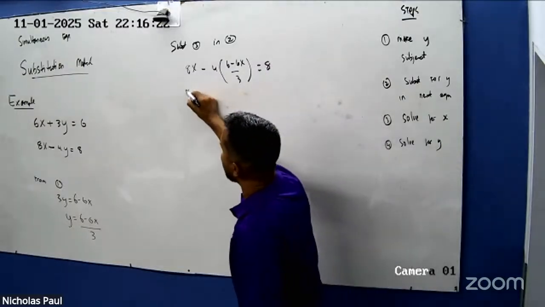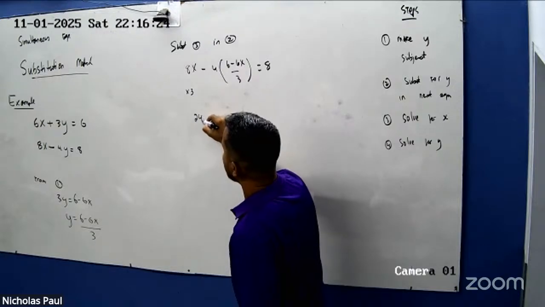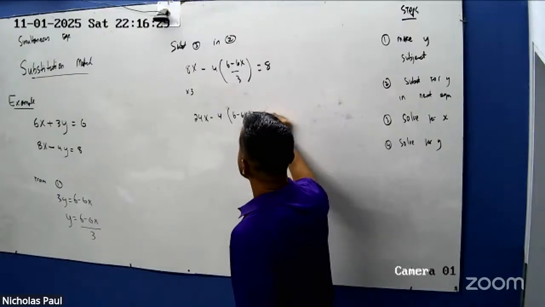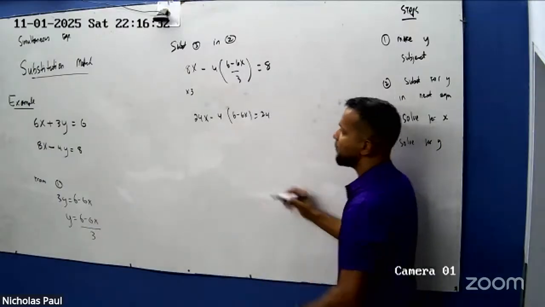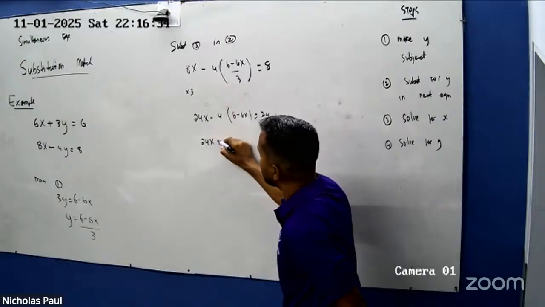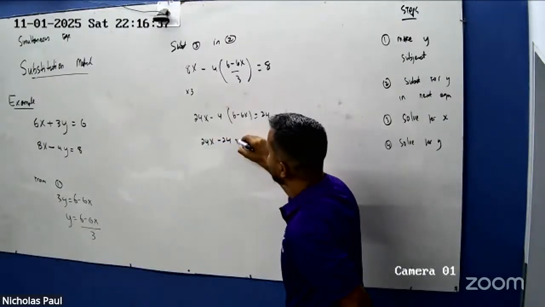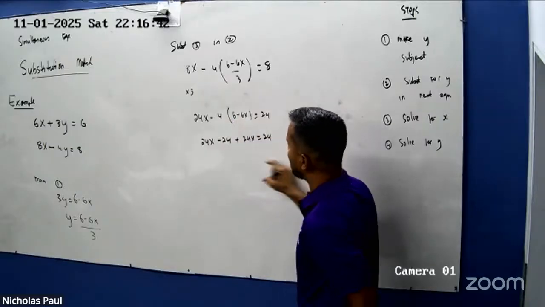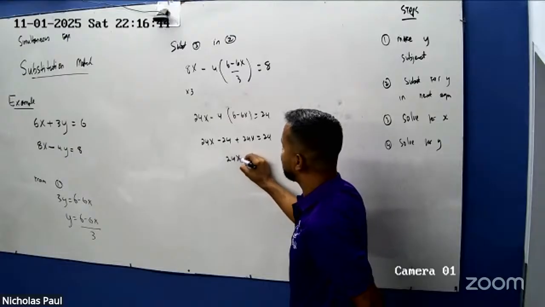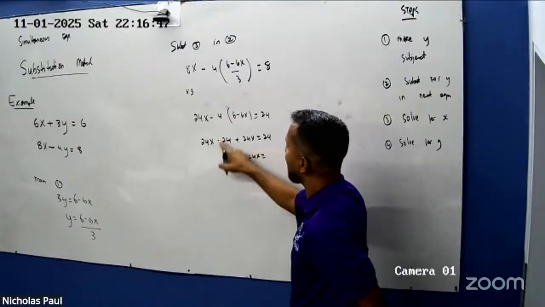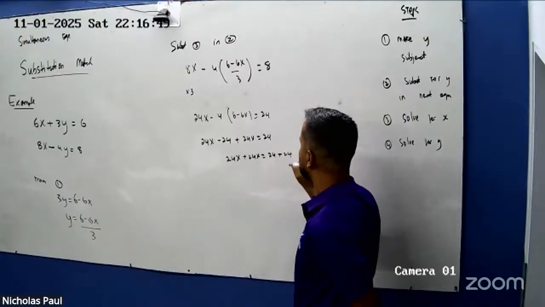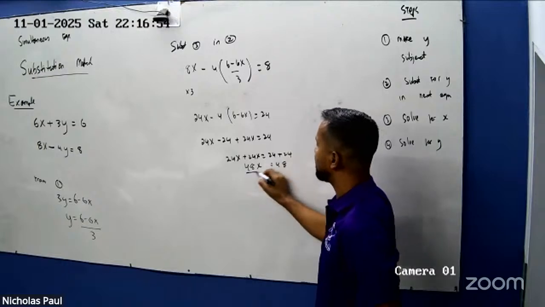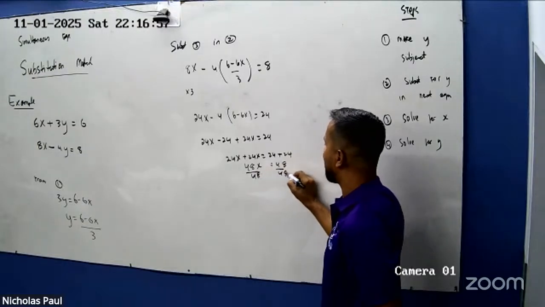I'm going to multiply everything by 3. So I'll get 24x minus 4 is equal to 24. Take your time when you're multiplying out here. You'll get 24x minus 24 plus 24 is equal to 24. Keep the x's together. Carry across the minus 24 to get plus 24. This is 48x is equal to 48. Divide both sides by 48. You got x is 1.